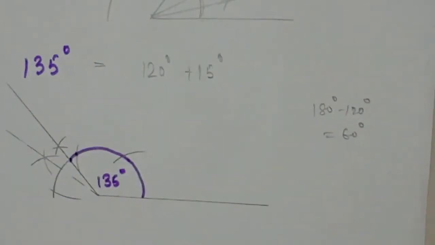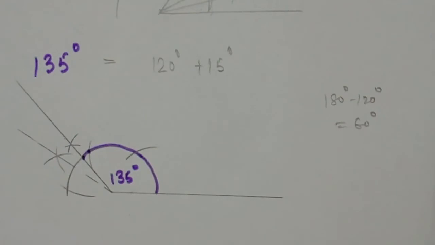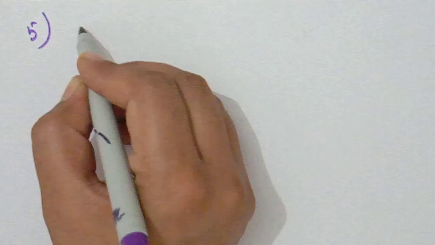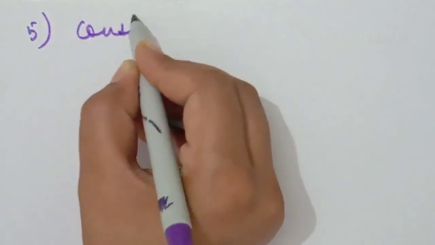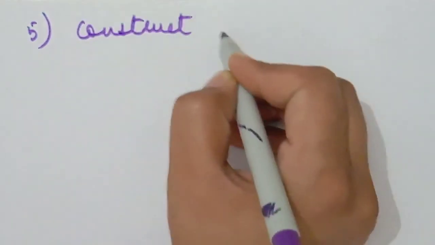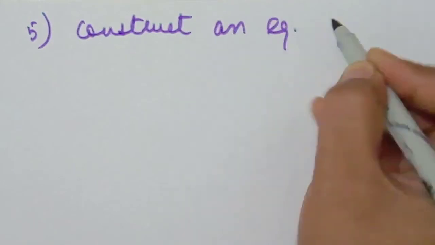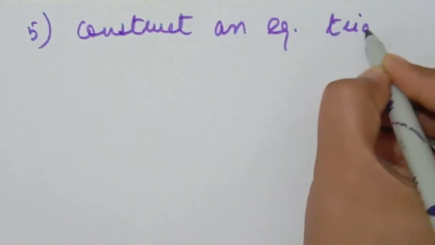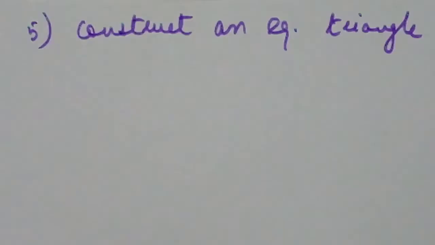The sum of 120 plus 15 is 135-degree. So now students, next and the last question of your exercise is: construct an equilateral triangle. It means an equilateral triangle in which all angles are equal and all angles are 60-degree. So how will we draw it?